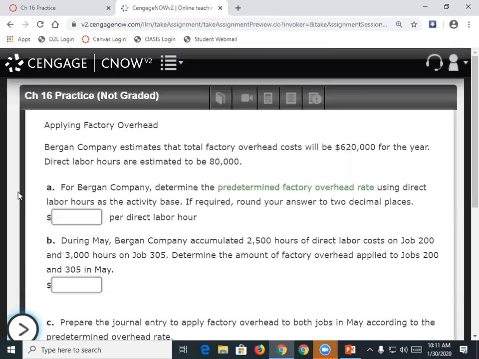Okay. So we have a total estimated overhead that they gave us of $620,000. And direct labor hours are estimated to be 80,000. So direct labor hours is our activity base. So what's my predetermined factory overhead rate? $7.75. Very good. $7.75 per direct labor hour. That's what that means. When our activity base is in hours, direct labor hours, we're going to apply overhead at the rate of $7.75 per direct labor hour.